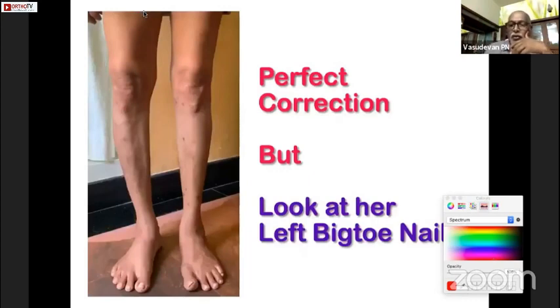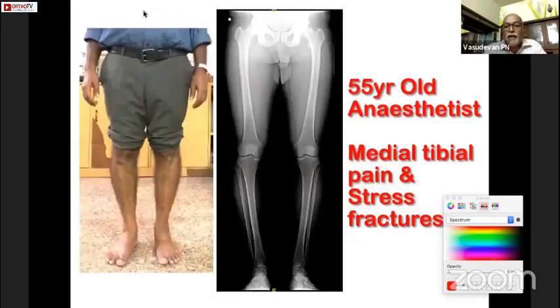But look at the big toe, left big toe, and the toenail. You can see it is a little bit rotated. So this is a problem which we usually see in some of these patients, long-standing cases, when there's already a subtalar joint a little bit valgus. When you do the valgus tibial osteotomy, it turns out to be a little more onto the valgus side, and they may develop an ingrowing toenail on that area. So I'll show you one more case.